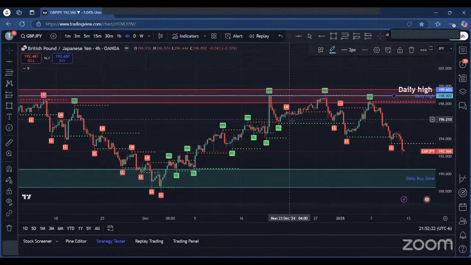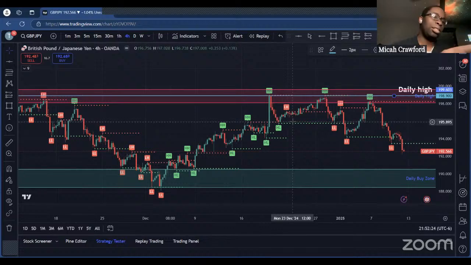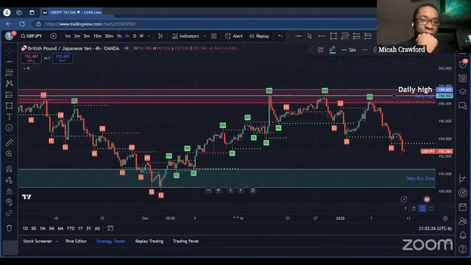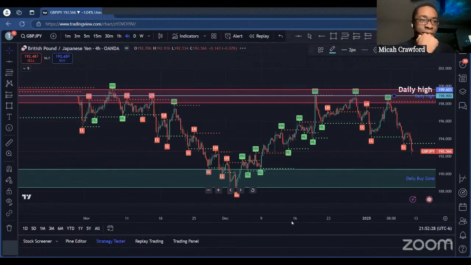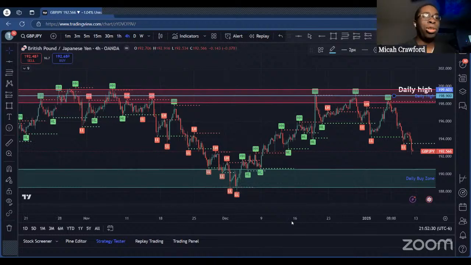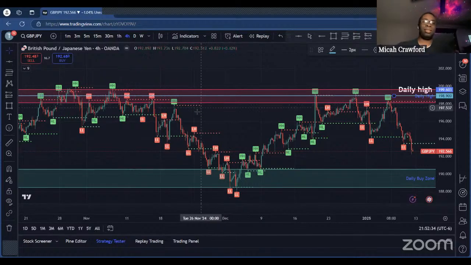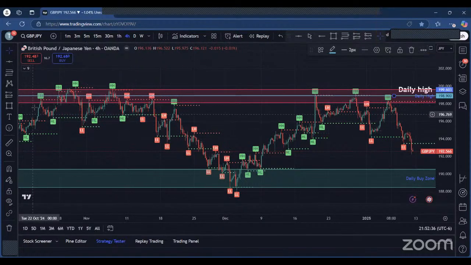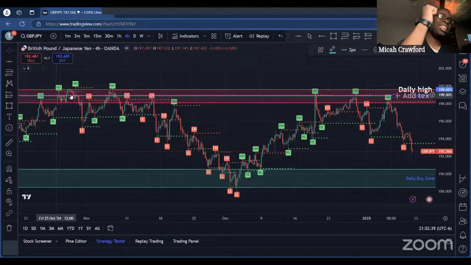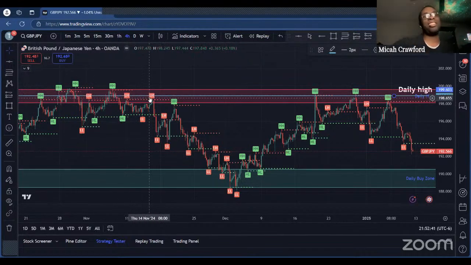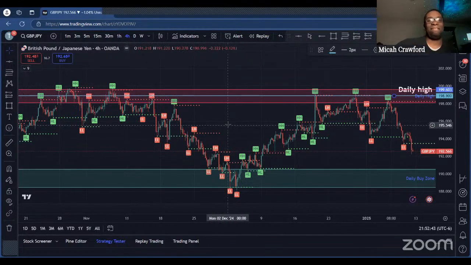Okay, now let's zoom out and look to the left. Stop. What do you see at 198, 900? The strong resistance area because it was hit multiple times. Why did we not take a sell there? Because we did not know.